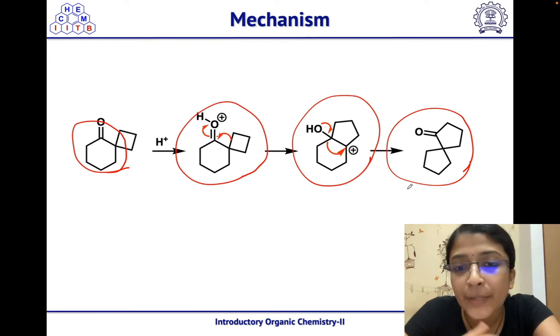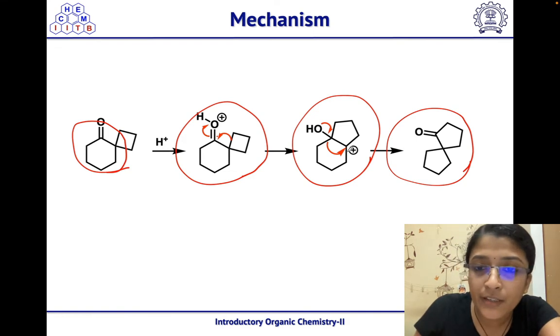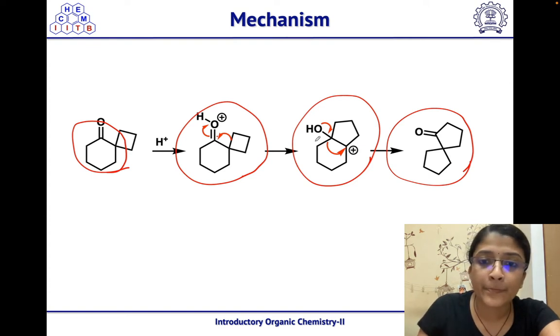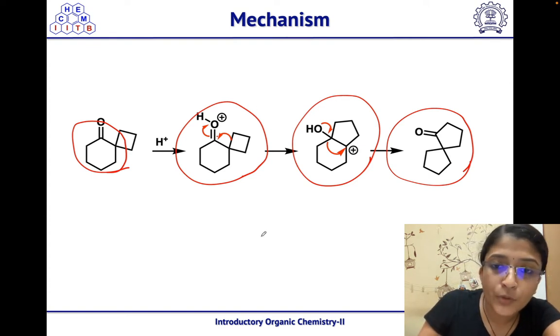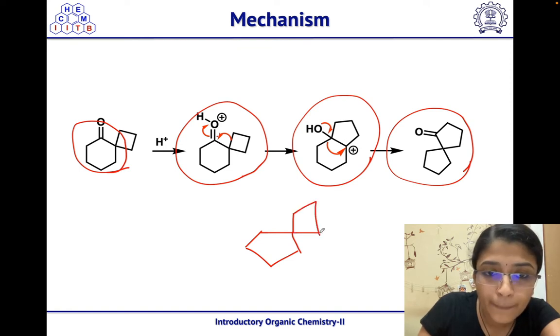Any doubt regarding the mechanism? Ma'am, what happens when there would be cyclopentane? Here is cyclopentane. So we can try it out. Here we are having a cyclopentane and a cyclobutane fused together.